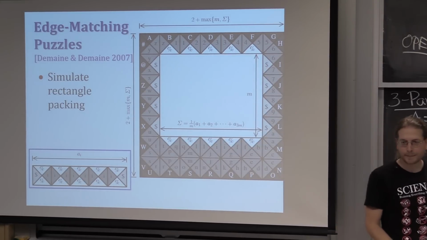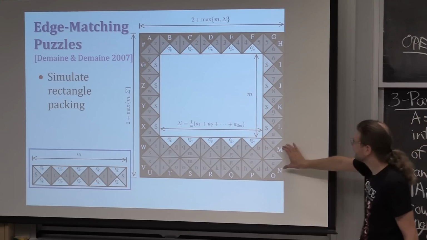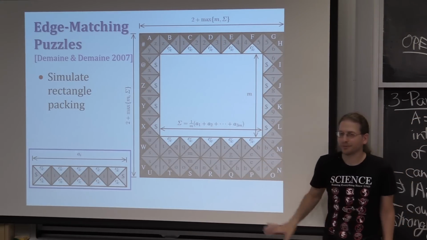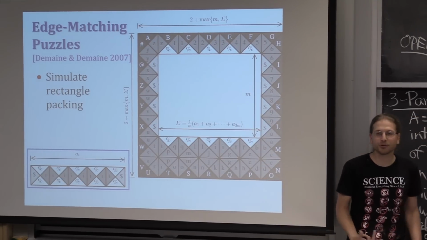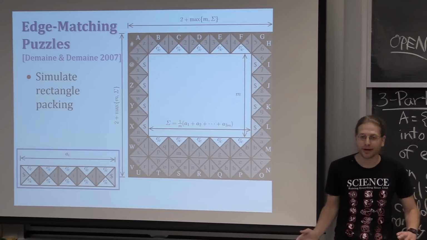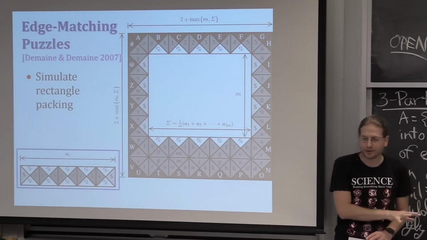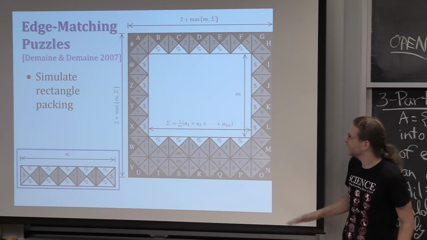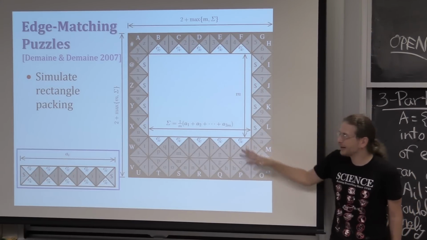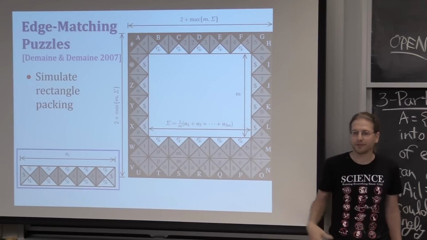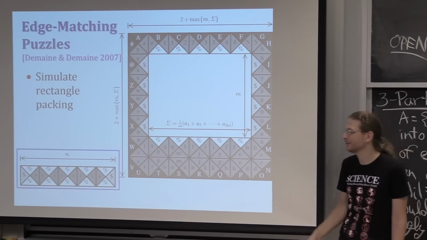Question? Why do you need 2 rows at the bottom? So this 2 rows is to indicate, because for edge matching puzzles, usually the target shape is not a rectangle, but a square. And we wanted the stronger result that packing unit squares into a square with edge matching is NP-hard. So the point here is you just add however many rows or columns you need to make it a square. Okay. Yep, good question. Jason.